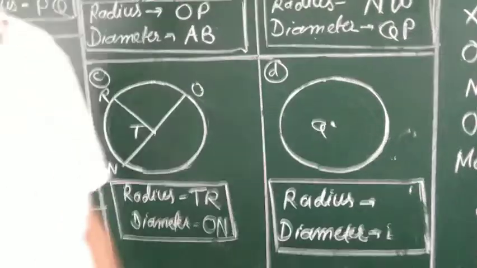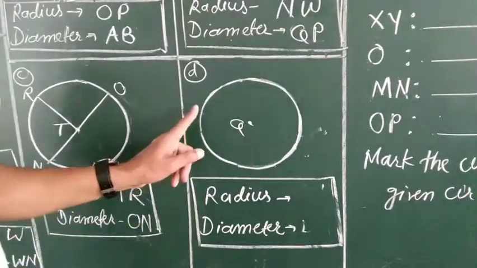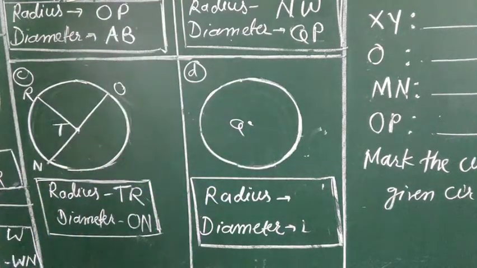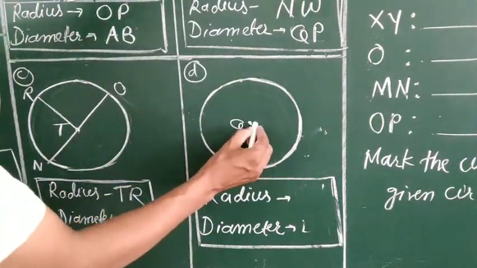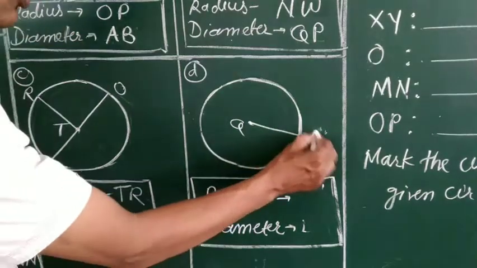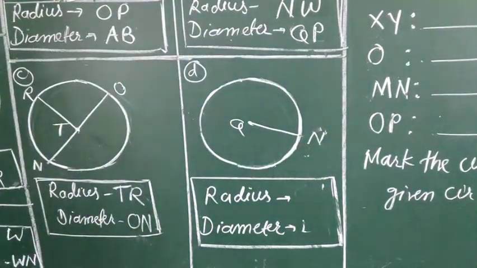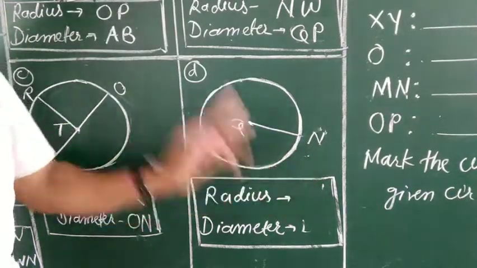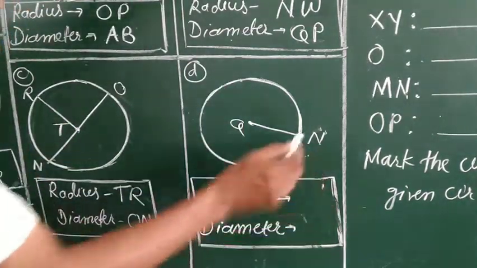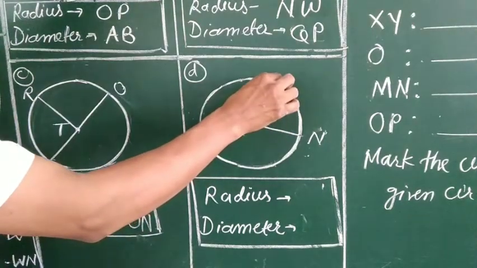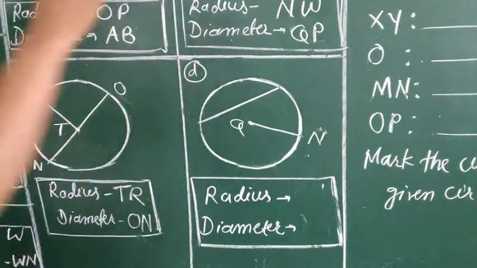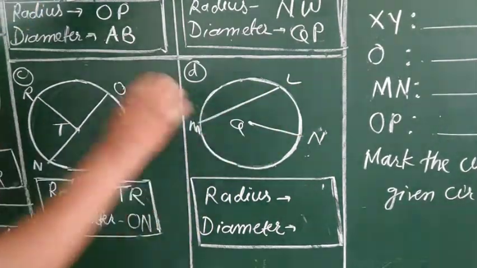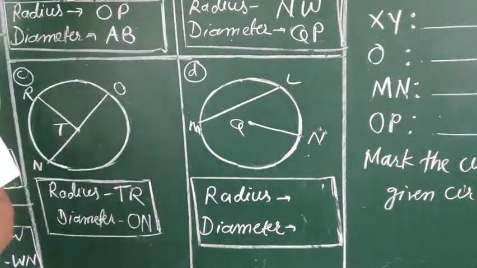Now come to question number 4, D. See, this is a circle with center point D. Now again draw one radius here. It is radius QN, suppose. Now this is the center and this is a point on the circle, QN. Now the diameter. See, is this a diameter? Suppose this is point L and this is point M. So it is LM. Is it a diameter?